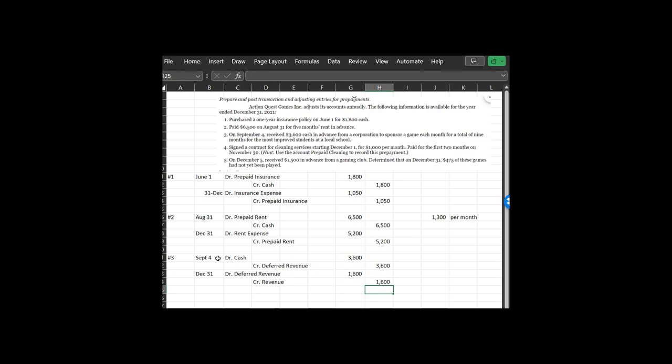And how much would be left? Well, on our balance sheet, we'd have 3,600 less 1,600. So we'd still have $2,000 worth of revenue to earn over the next 5 months in the new year. All right, great work. I'm just gonna move this around a little bit and be right back.